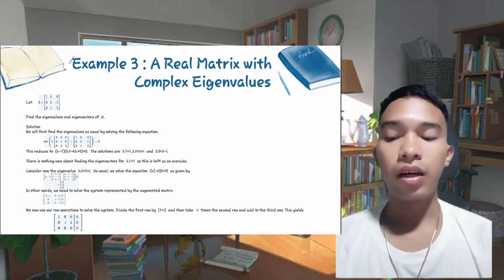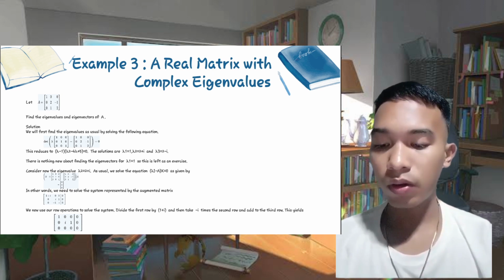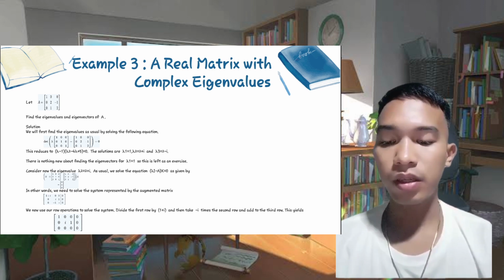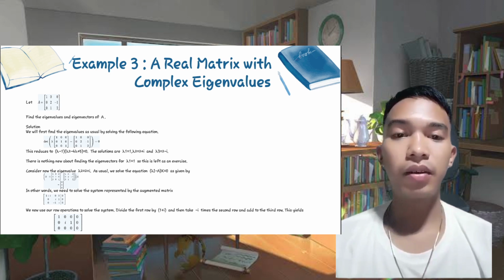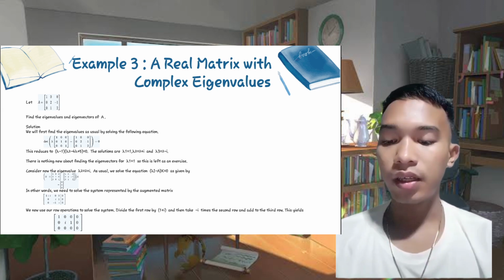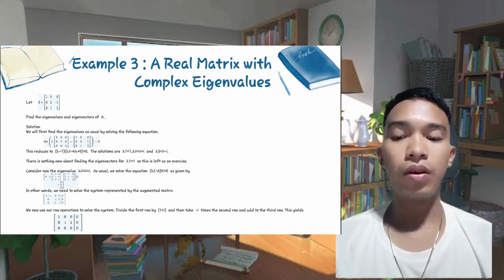We now use our row operations to solve the system. Divide the first row by (1 plus i), and then add minus i times the second row to the third row. This yields the matrix with first column 1, 0, 0, second column 0, i, 0, and third column 0, 1, 0, equals 0, 0, 0.